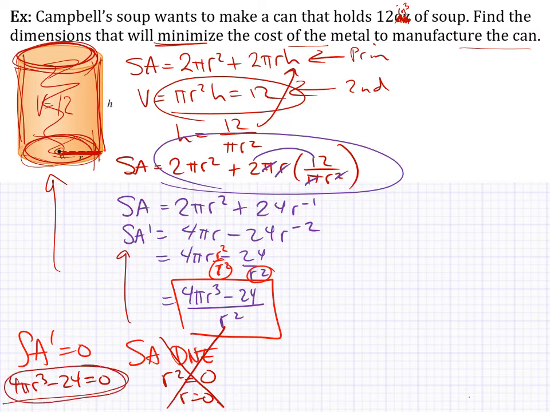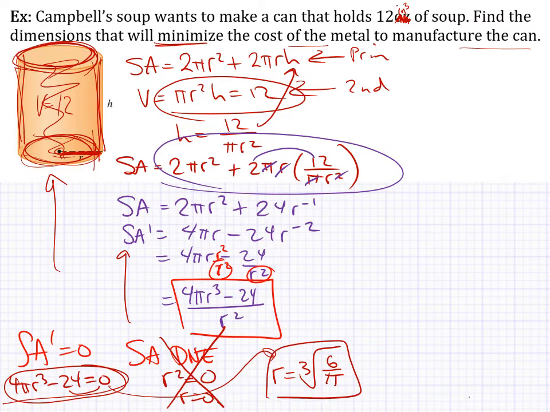Now, as far as this goes, we're going to say that r would have to be the cube root of 6 over pi. Again, that's just moving the 24 divided by 4 pi and then taking the cube root. So we got one critical number here. If that's the minimum, that's the r dimension we need to minimize the cost. If it's not the minimum, we don't really have an answer because it's the only critical value that's feasible that we could find. So we look at this cube root of 6 over pi.